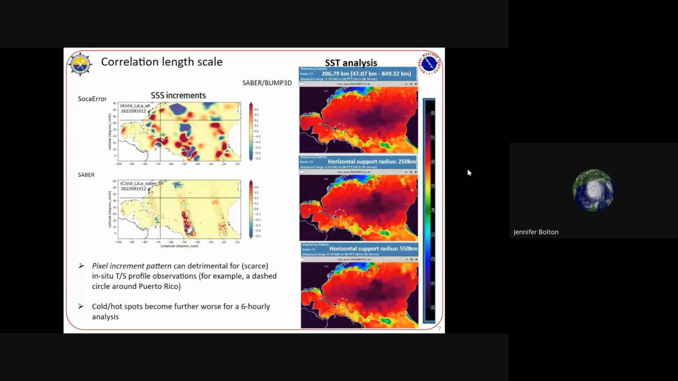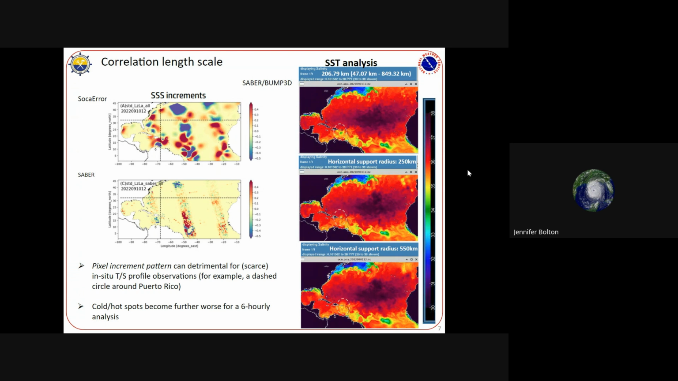And then we are currently working on improving the correlation length scale, not only horizontally but also vertically. The top two panels on the left show different SSS increments, using SOCA error covariances on the top and then SABER on the bottom. You guys notice that in SABER, it is just pixel. It's a lot of increments, only pixel size. So what's going on?